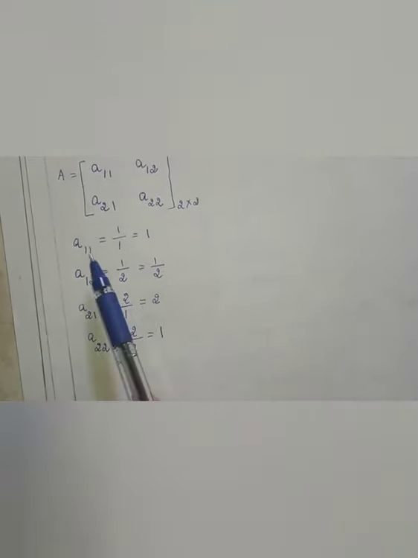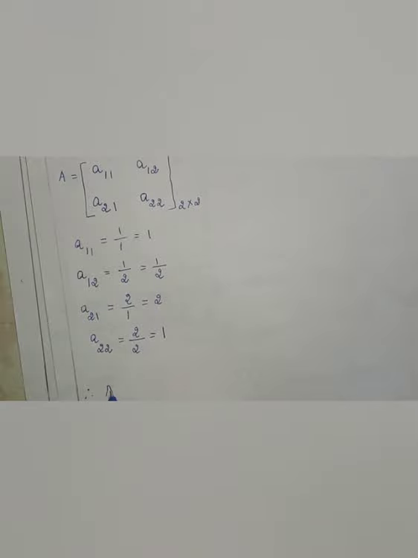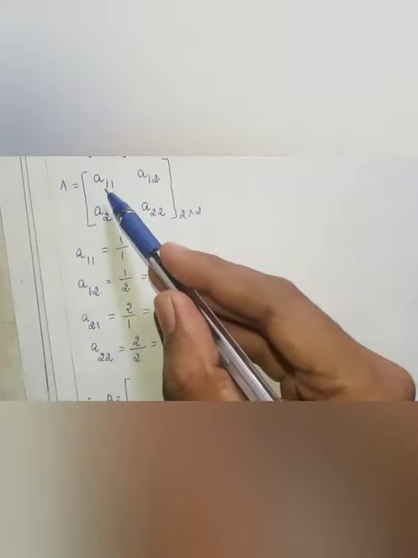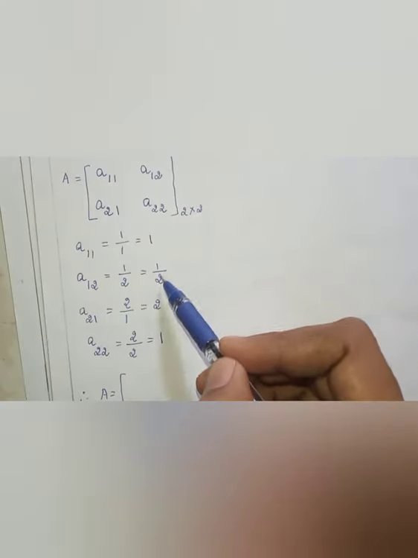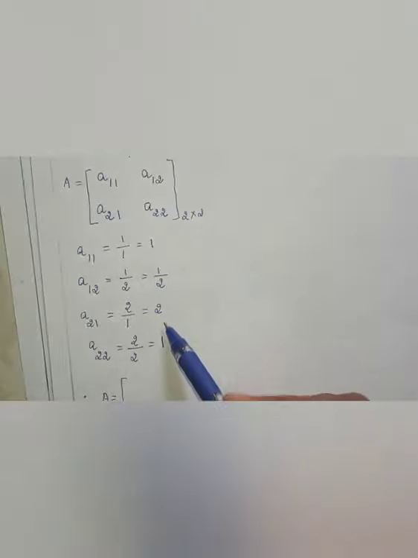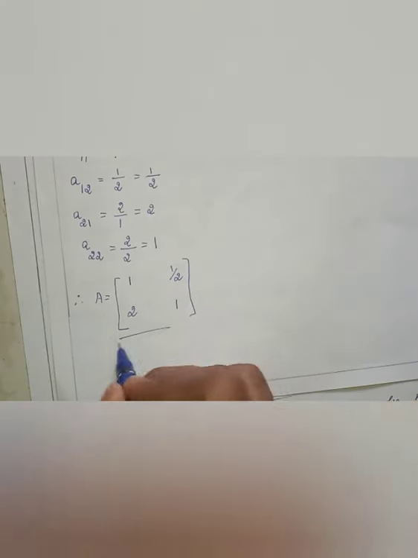So we know all the entries A11, A12, A21 and A22. Therefore, what is the matrix A? The matrix A is: A11 is 1, A12 is 1 by 2, A21 is 2, and A22 is equal to 1. So 1, 1 by 2, 2, 1. So this is the matrix.